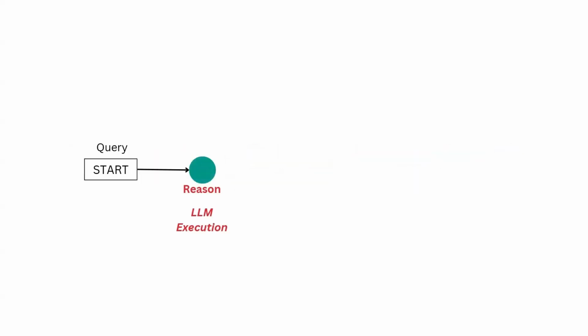Now, the agent pauses and thinks. It asks itself, do I really know the answer, or do I need to use a tool like a calculator to be accurate? This is the reason step, the brain of the agent. If the question is simple, it might answer directly. If the question needs calculation, it decides to use a tool. And a tool is nothing but a Python function.